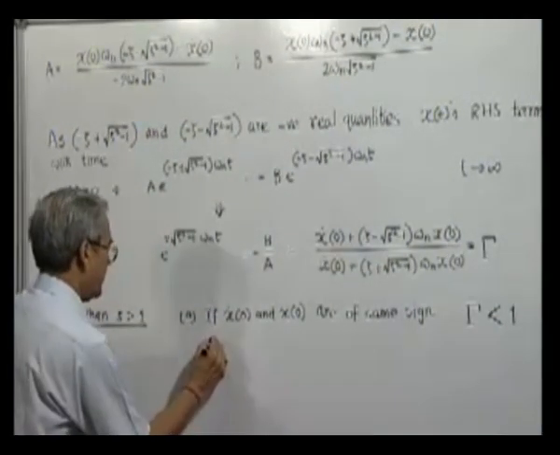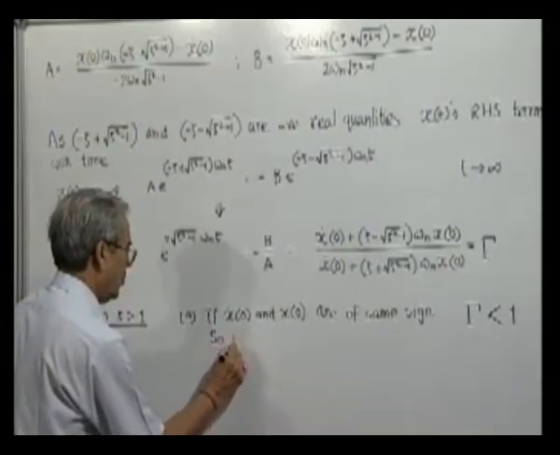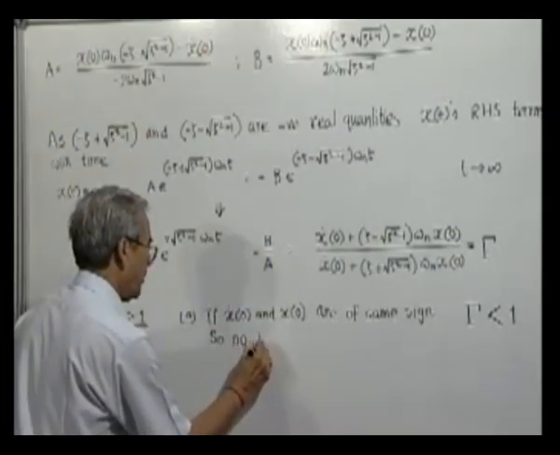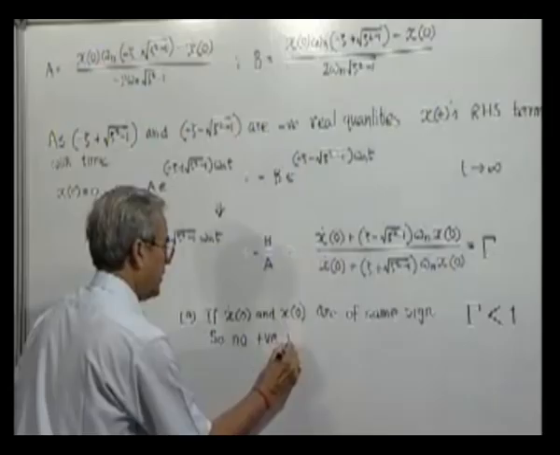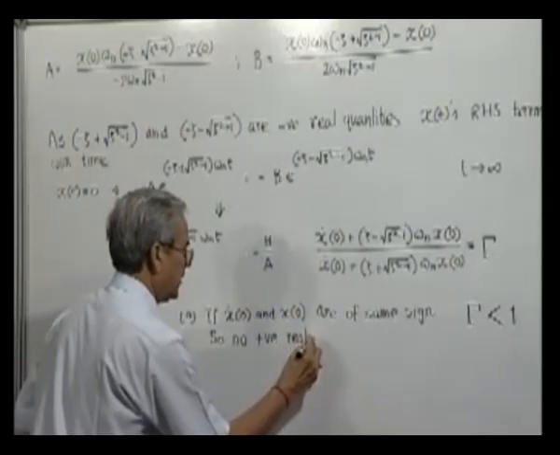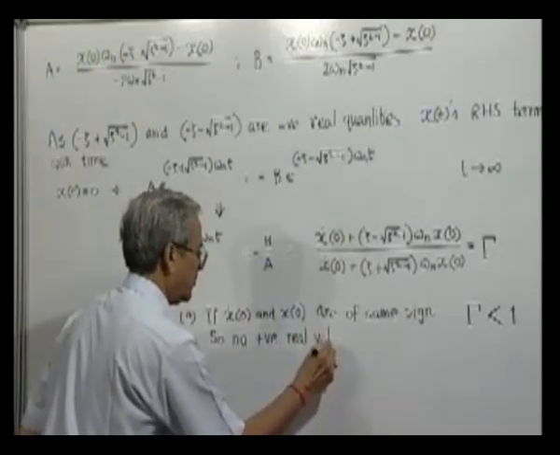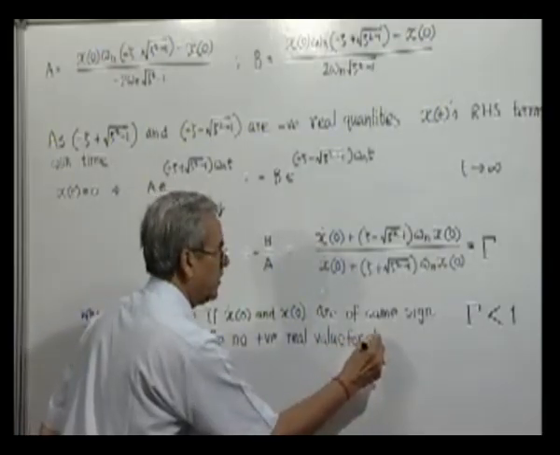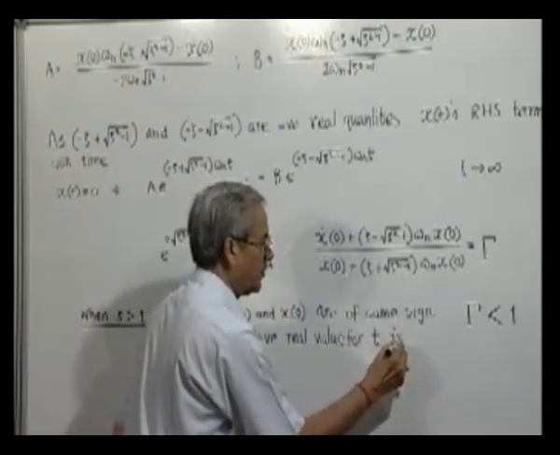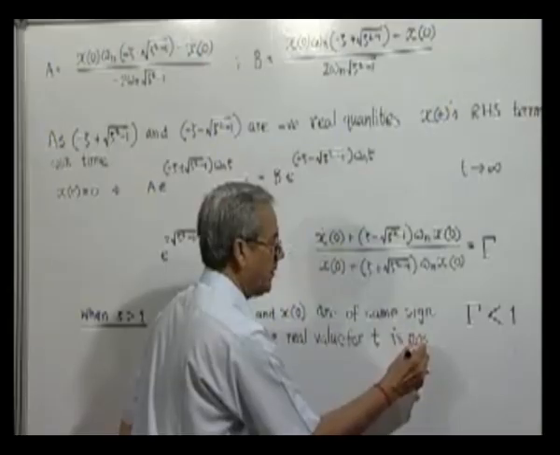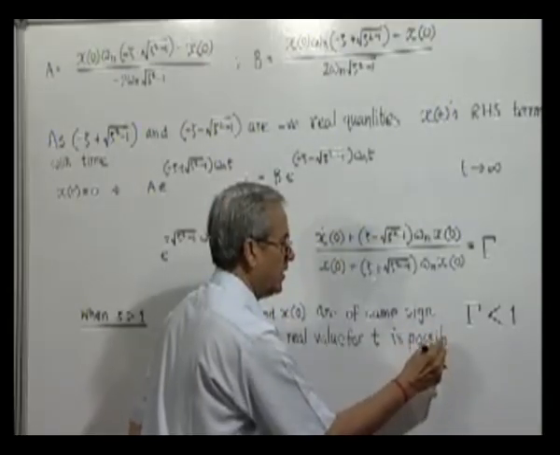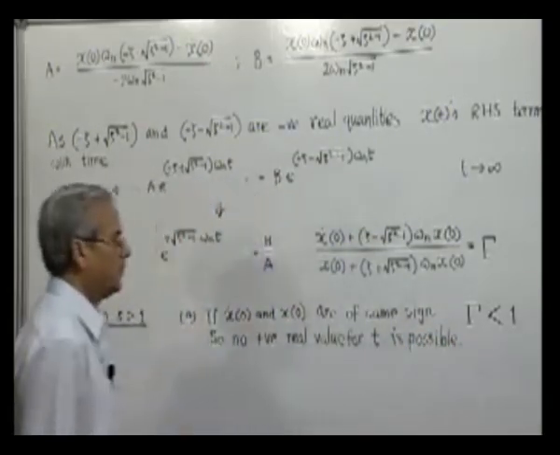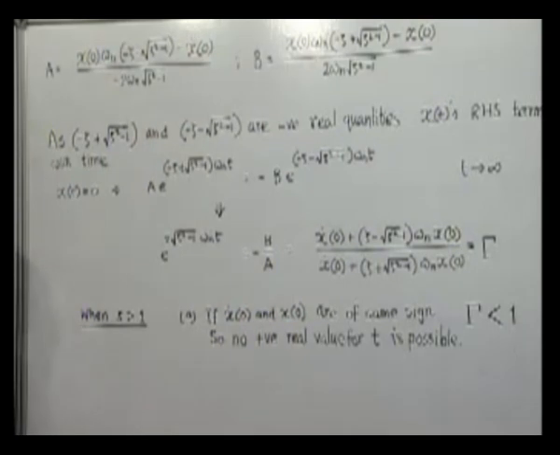And so no positive real value for t is possible, or it will never cross the equilibrium line. Basically, it means that.